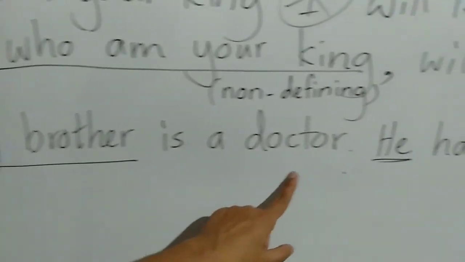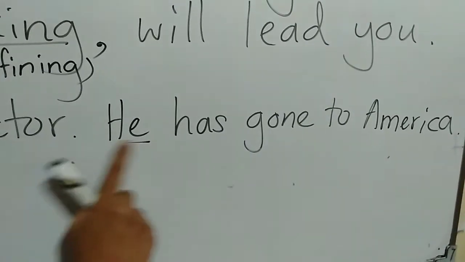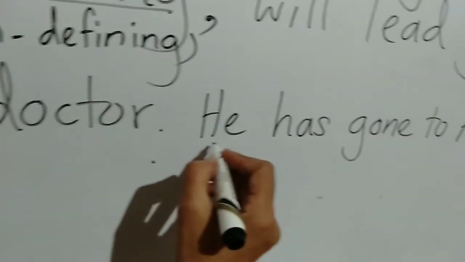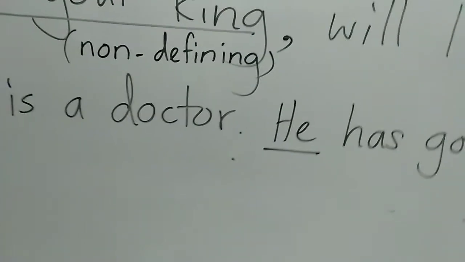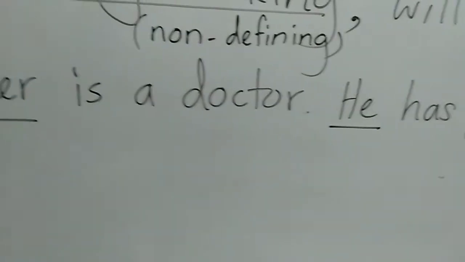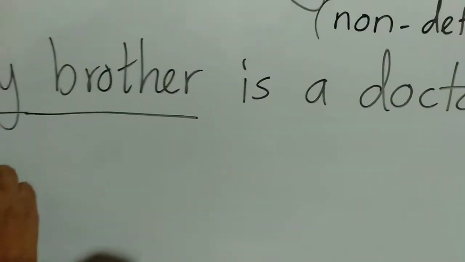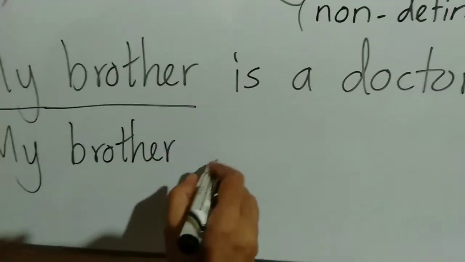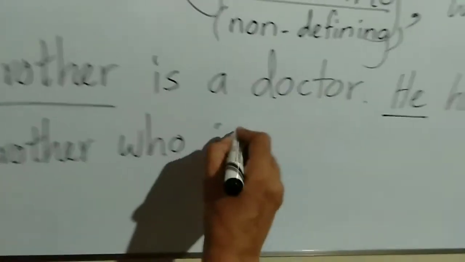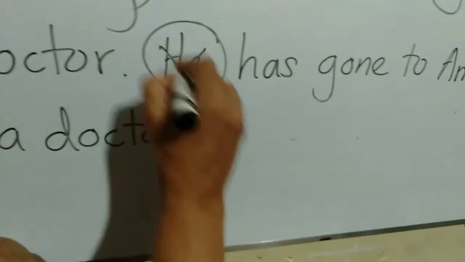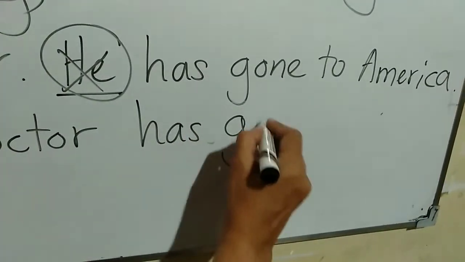My brother is a doctor. He has gone to America. Then, what is the word repeated here with the subject pronoun my brother? Now you want to think of the relative pronoun to place immediately after this subject. My brother, who is a doctor, has gone to America.